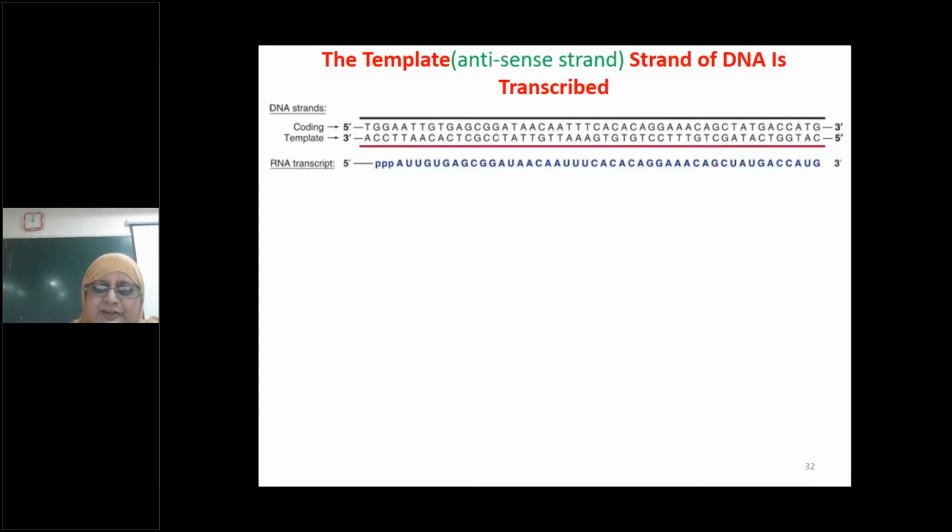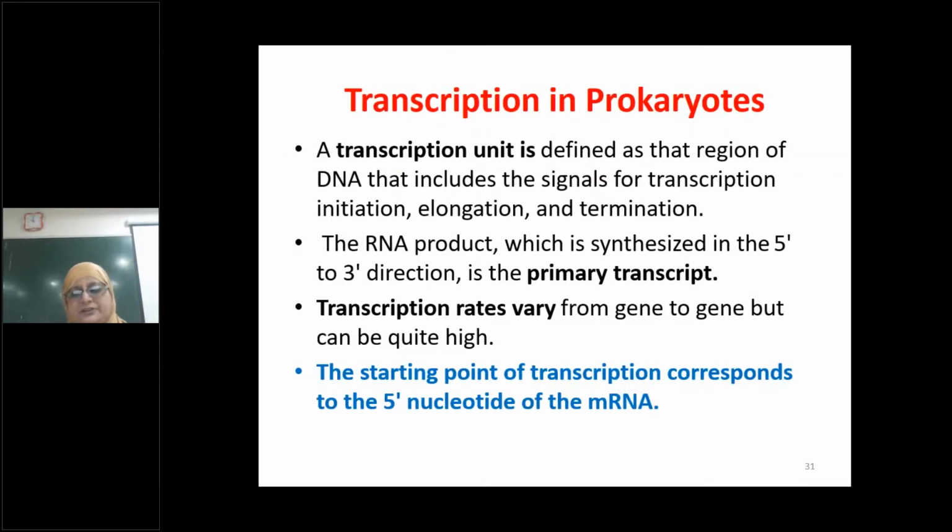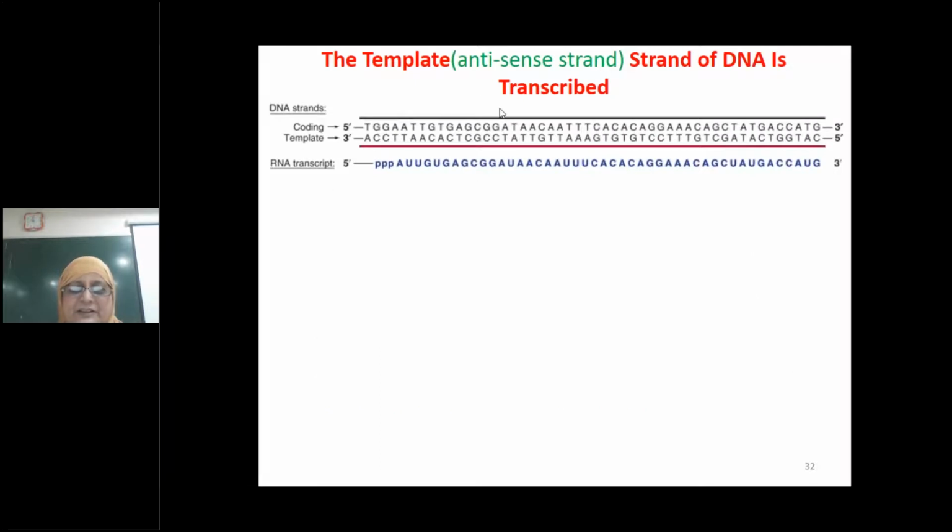So now, what do you require for transcription? We have talked about the RNA polymerase enzyme that is required. Then here we can see the template strand and a coding strand. And this is the RNA transcript that is formed during the transcription process. So the DNA strand is being transcribed. This is a coding strand and this is a template strand.